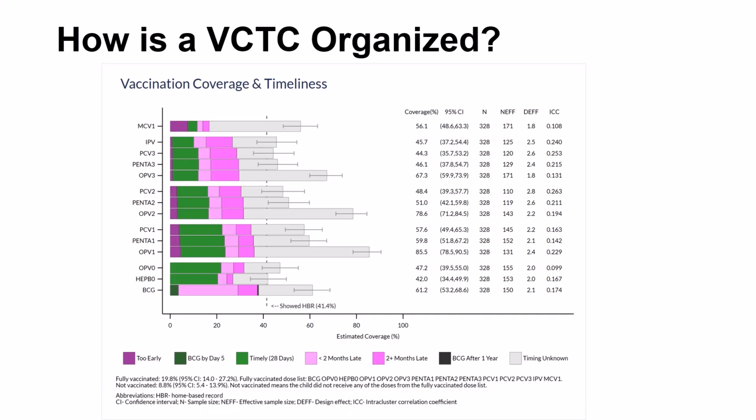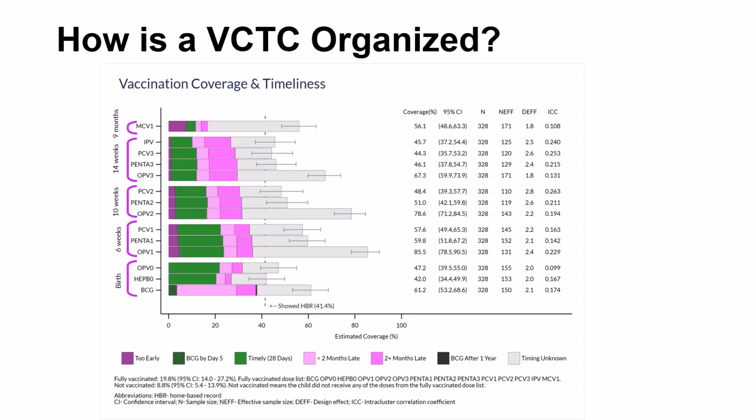Starting with the y-axis of the VCTC, you'll see a list of vaccine doses on the National Vaccination Schedule, including BCG, the hepatitis B vaccine, the oral polio vaccine, and so forth. The vaccines in the list appear in vaccination schedule order, with earliest doses at the bottom and doses due at later ages progressively higher on the chart. The x-axis of the VCTC shows estimated coverage for each vaccine dose ranging from 0 to 100%.